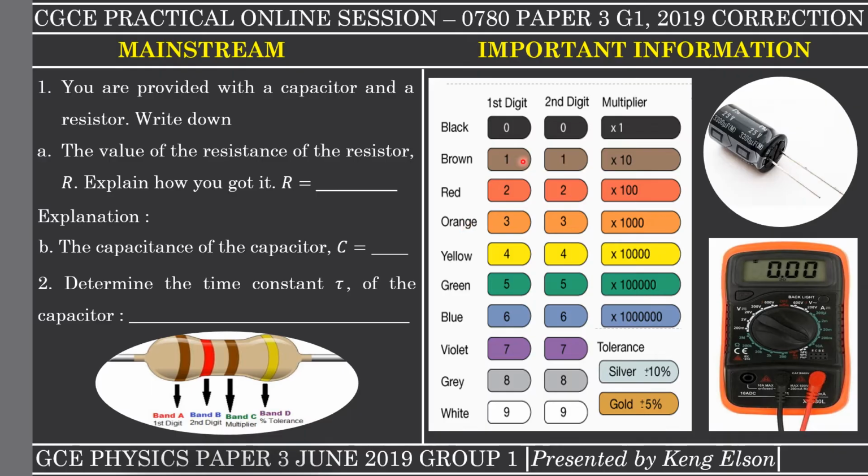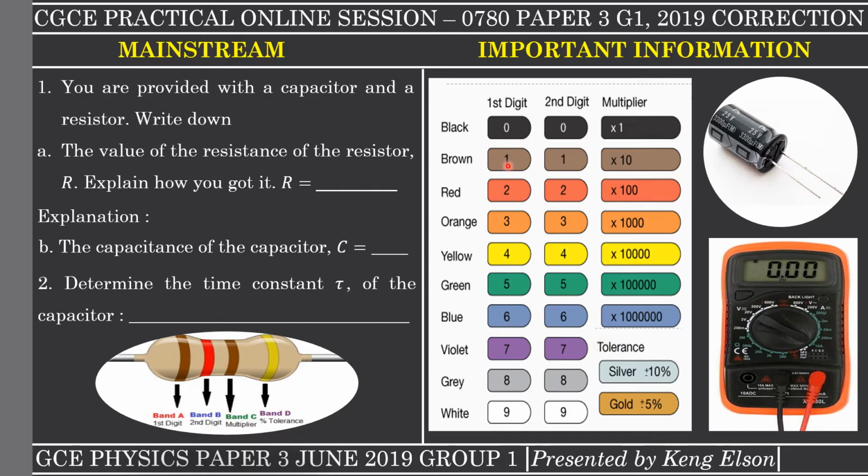So my resistance will be: first color brown, the first digit will be 1; second color red, the second digit will be 2; third color orange, that's a multiplier, so I'll multiply by 1000 ohms, or by 10 raised to the power 3 ohms. Now if the fourth color is maybe silver, then I'll need to add and subtract. I would need to take plus or minus 10% of my resistance.